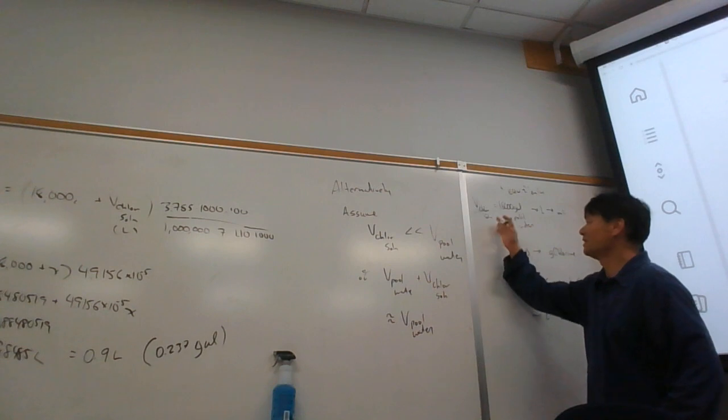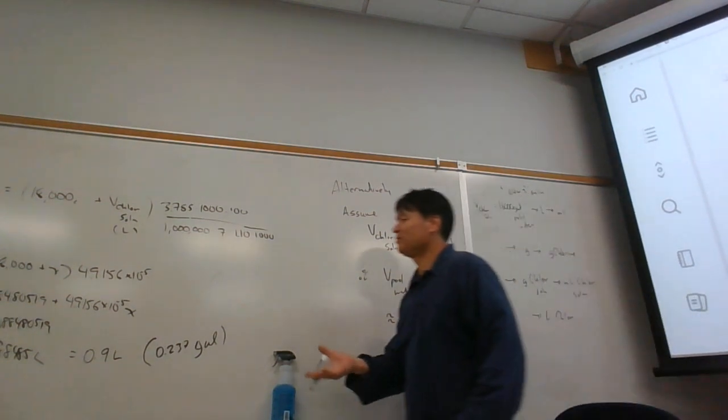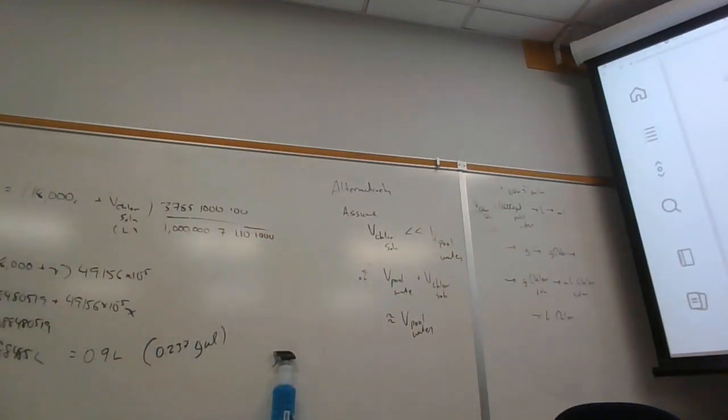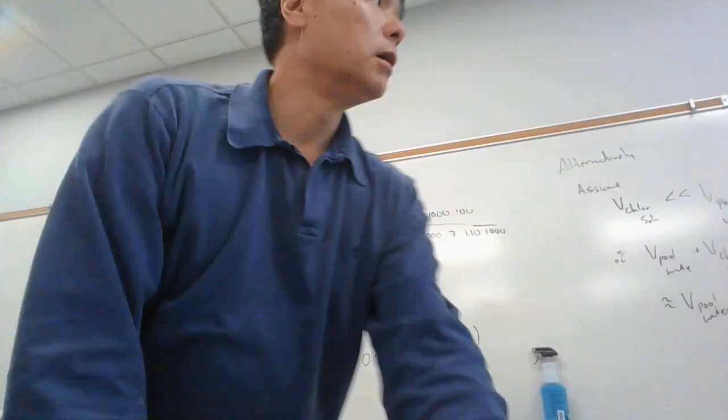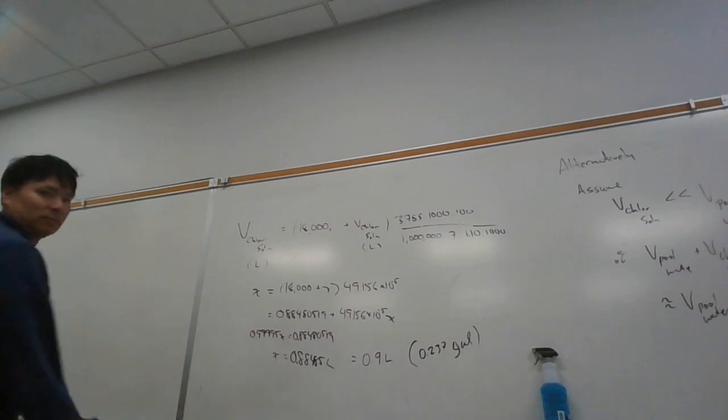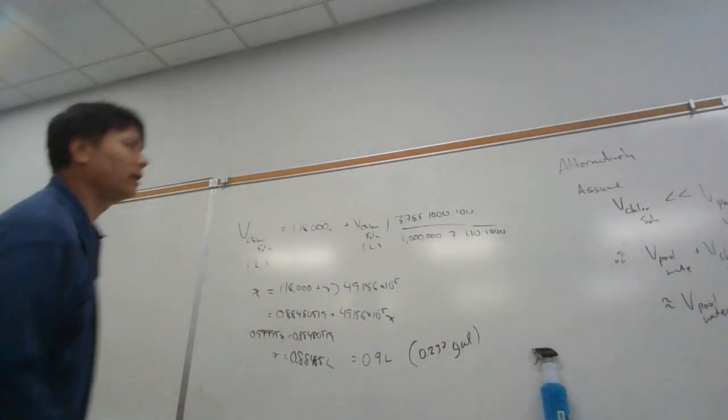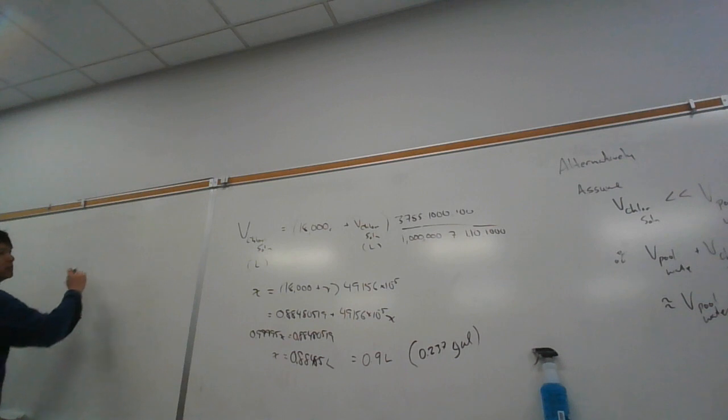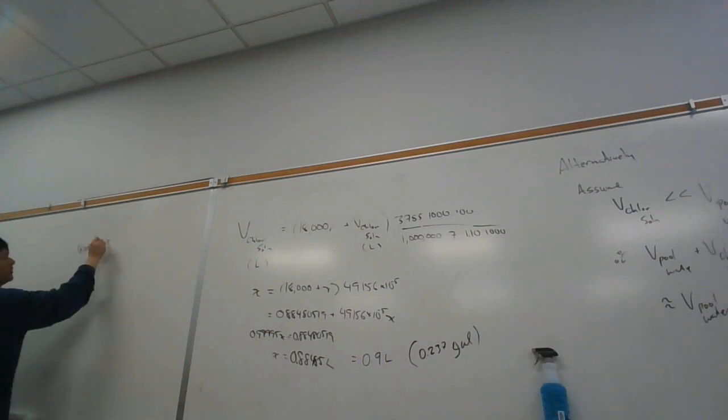Now, if we did this, how different would our answer be? So let's go ahead and set that up really quick and just do the calculation. So how different would the answer be? In other words, is that assumption a fairly good assumption? And so if we start off with 18,000 gallons of pool water, then we need to convert that to liters by 3.785 liters per gallon. That gives us our liters of pool water.